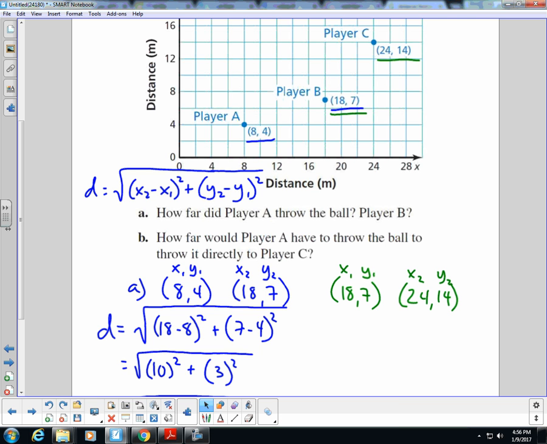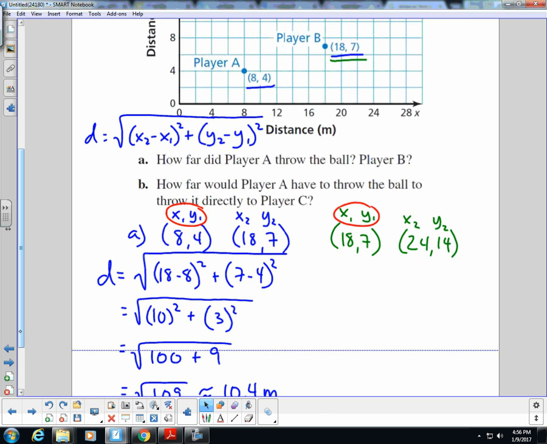Now, does the point on the left always have to be the first point with the sub 1s like you see right here? No. It very well could flip-flop, these two with these two. You could do that. It doesn't matter. You can choose either one. But let's just stick with what we got.